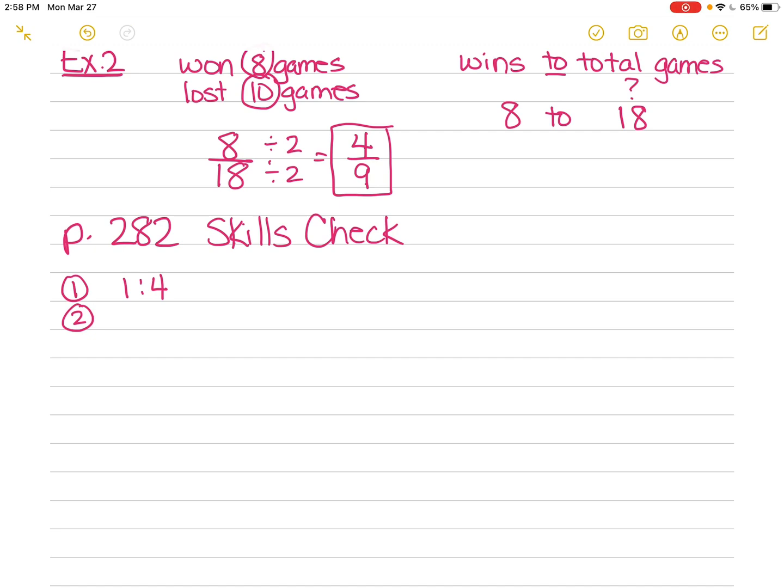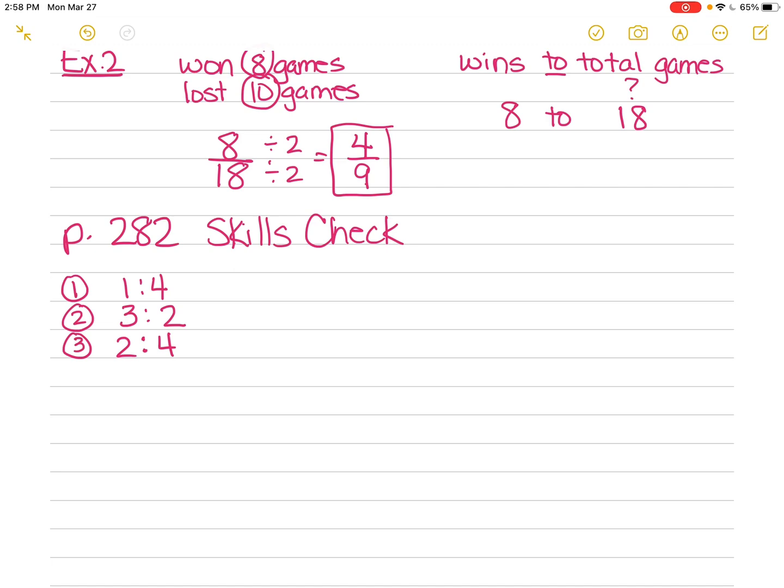So number 2 was granola to raisins. So granola was 3 parts. Raisin was 2. That's all you had to write. And number 3, raisins to peanuts. So the raisins were 2 parts and the peanuts were 4. So this one could have gone into lowest terms, but it asked you not to. So make sure that you read your instructions.